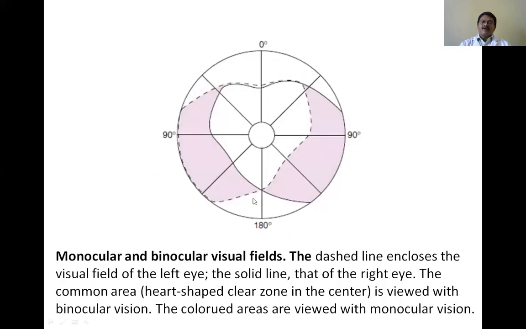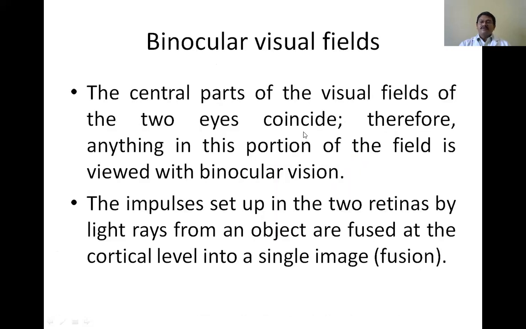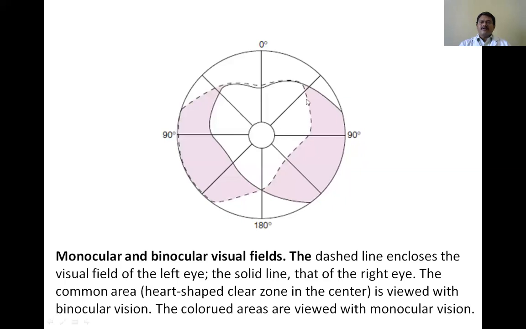This is the binocular visual field, where the central area is the binocular visual field. This is the individual eye. The dashed line is the left eye, the solid line represents the right eye, and the central area represents the binocular visual field. The central part of the visual fields of the two eyes coincides. Therefore, any object viewed there is seen with binocular vision. The impulses from the two retinas are carried and fused at the cortical level and perceived as a single image. If you see any object in this binocular field area, the corresponding retinal points will be stimulated.